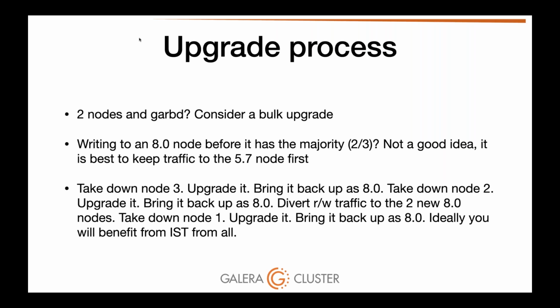So the general idea is take down node 3, upgrade it, bring it up, take down node 2, upgrade it, bring it up, divert your read-write traffic to the 2 new 8.0 nodes, take down node 1, upgrade it, bring it back up. Now you will benefit from IST from all of them. This is actually a pretty simple process. You've seen it, but of course, the time it takes to run MySQL upgrade on a dataset that is larger is of course going to be longer. So that's why the Gcache size is also very important to remember.